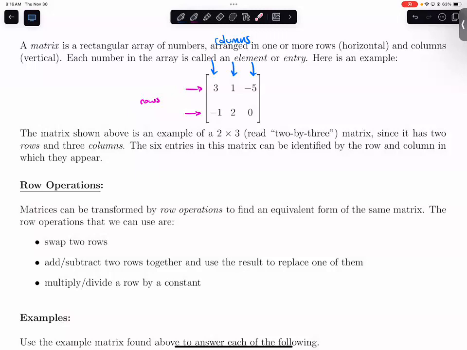Or we can take a row and multiply or divide by a constant. So scale the whole thing, right? Multiply everything in row 1 by 2, for example. And again, it doesn't change anything. Do those things sound familiar?